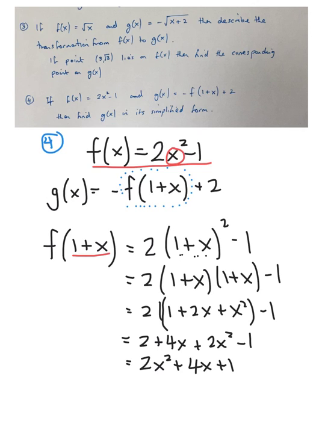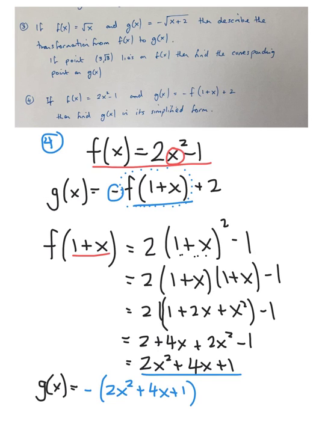And therefore g of x will be negative this whole thing, so basically negative 2x squared plus 4x plus 1, and then plus 2. And that will equal, in full, negative 2x squared minus 4x, and then minus 1 plus 2 is plus 1. That's the final answer. Negative 2x squared minus 4x plus 1.